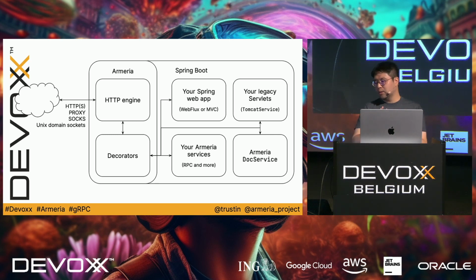It also integrates some legacy technologies like Tomcat or Jetty, the servlet containers. So let's say you have some legacy application running on top of Tomcat and you want to switch to a reactive stack. You can do that too. You can launch these two different styles of services in the same JVM and let Armeria handle all the network requests. Then you can serve them all on the same port. And it also supports many different protocols, from HTTP to proxy to SOCKS to even Unix domain sockets, just in case you have some kind of sidecar.